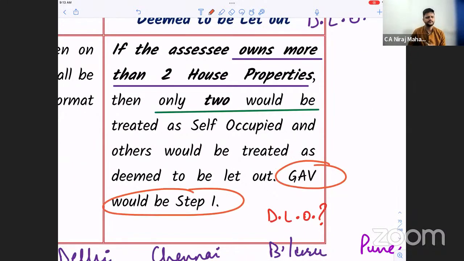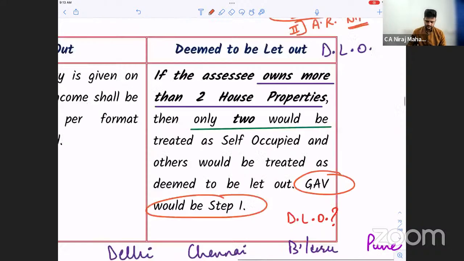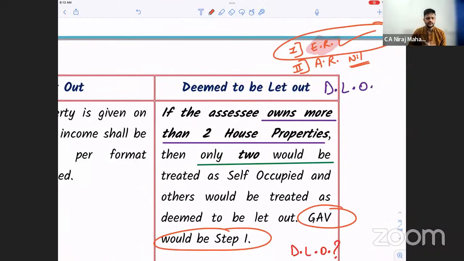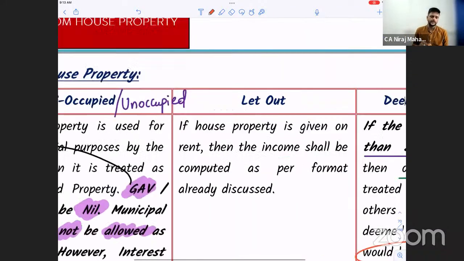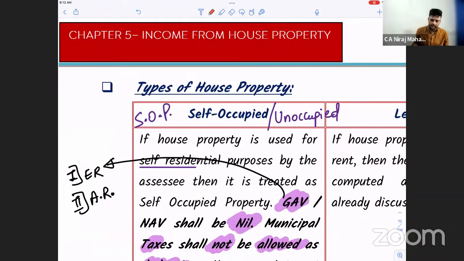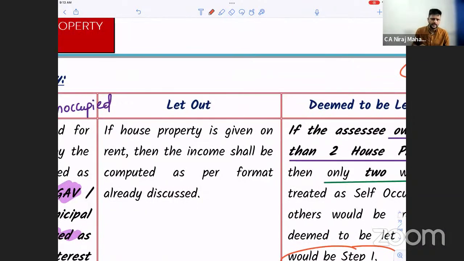Did you understand? Yes, very good, Khushbu. Indrajit, Nitin, did you understand? Is anything going into your mind? You all understanding? Correct? For deemed to be let out property also. Clear? Chalo. So understand: SOP, municipal taxes not allowed. Let out, municipal taxes allowed.